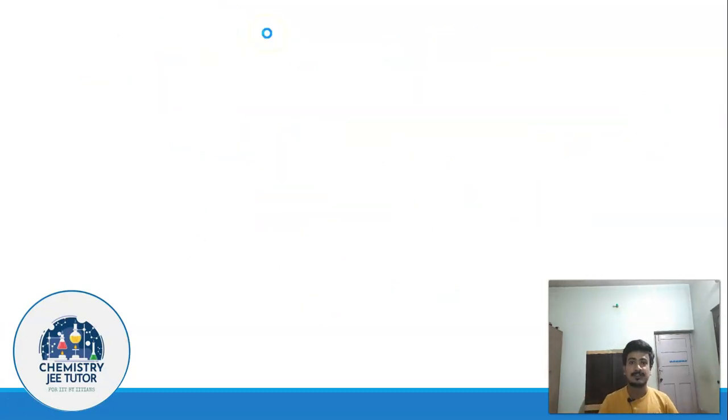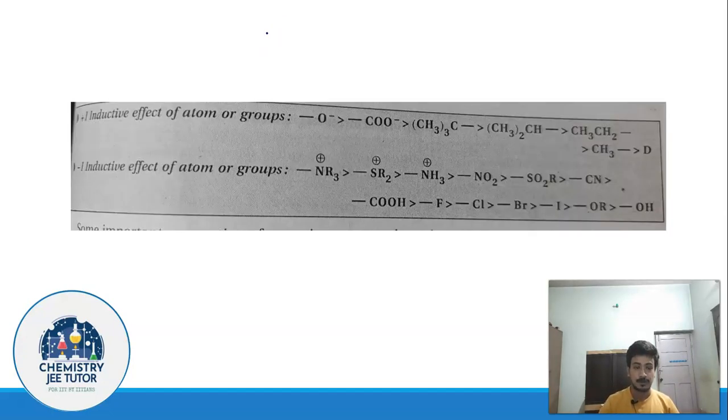Now let us see some groups which have plus I effect and minus I effect. So this is the list of groups which have plus I effect and this one minus I effect. This is the order of it. The order is not that important. Believe me, the order is not that important. But one thing you need to understand is that you see these are all positively charged things.